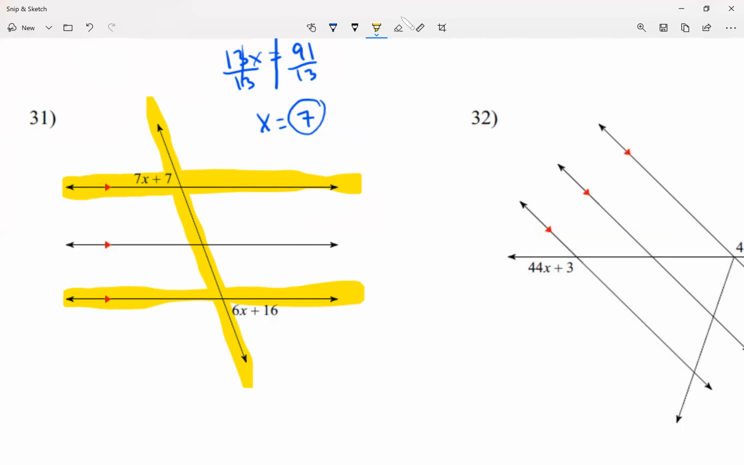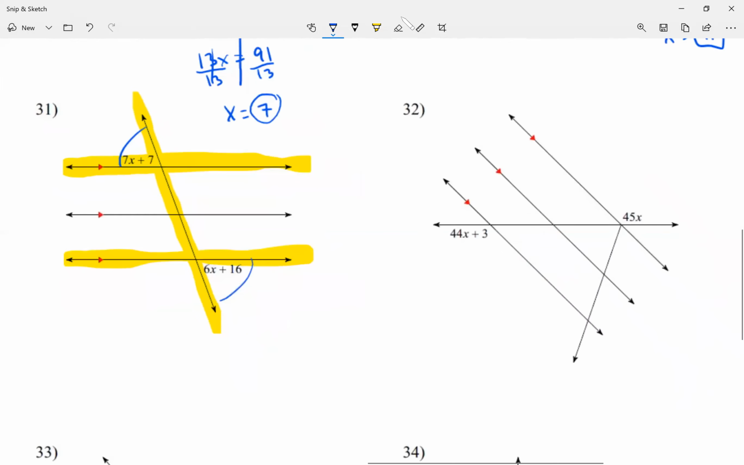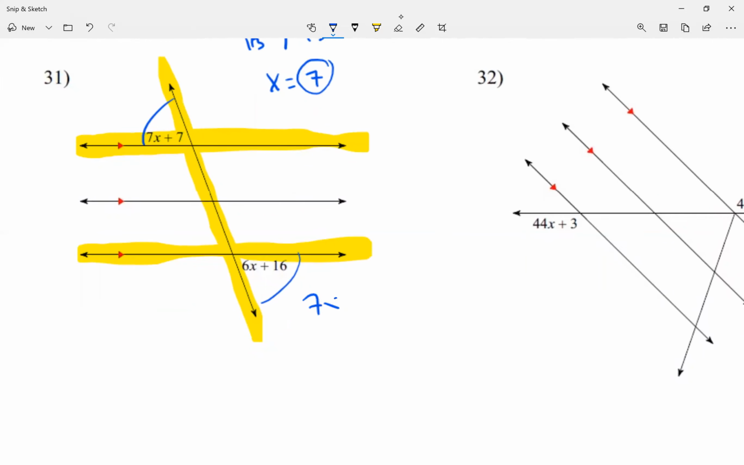In this case, I'm dealing with this angle and this angle. That's what we call alternate exterior, right? Different sides of the transversal, so that's alternate. Exterior, they're both on the outside. For alternate exterior, I know those two angles are equal. So I'm just going to say 7x plus 7 is equal to 6x plus 16.